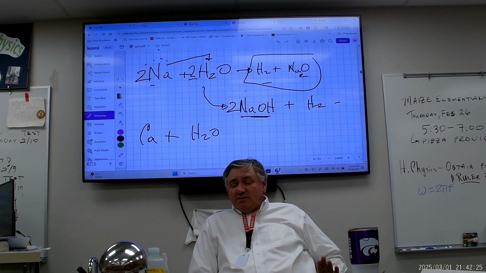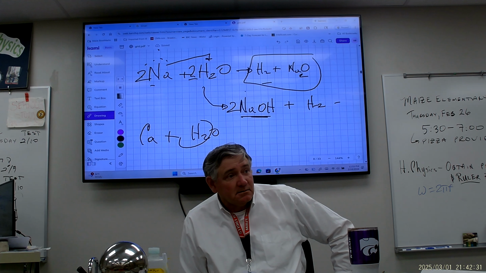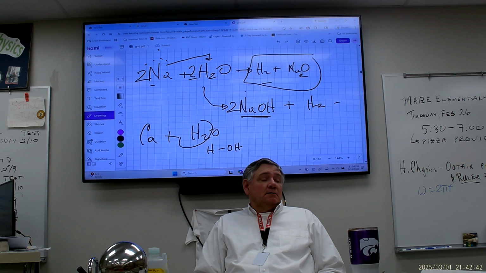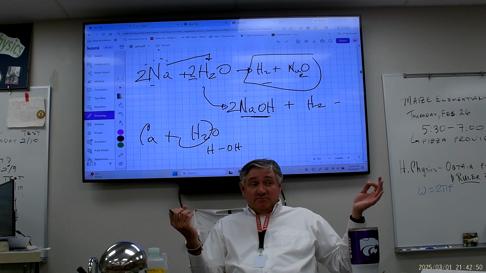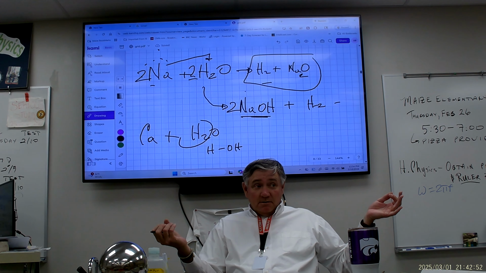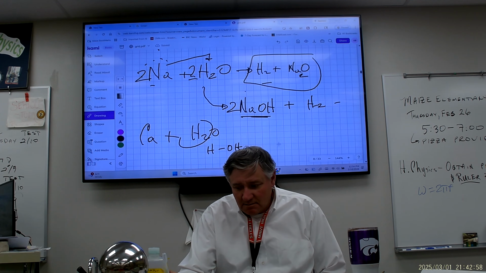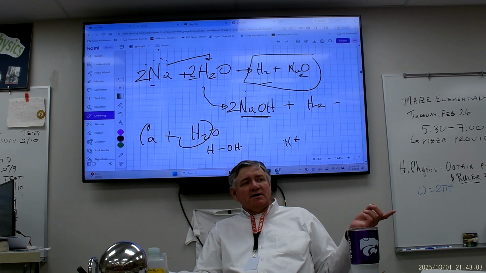We just need hydronium. Something has to kick this out. You can think of this as being H in an OH group, so something has to kick that out. So calcium hydroxide is a strong base. But if you put H plus in there, you'd have hydroxides and hydronium ions.